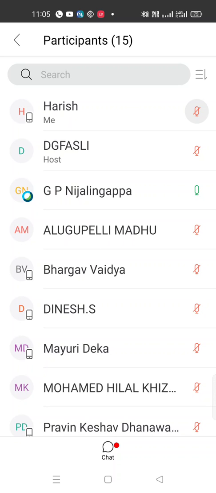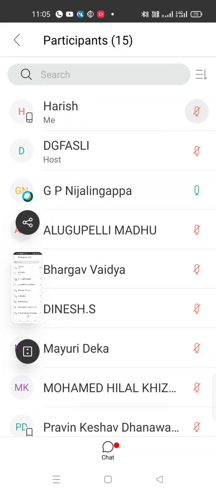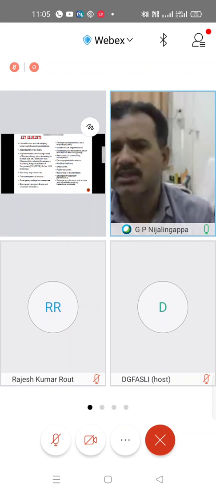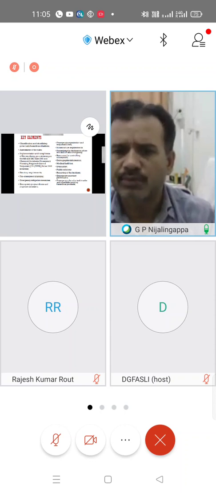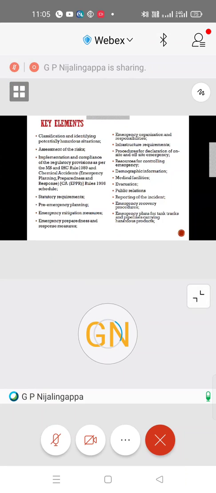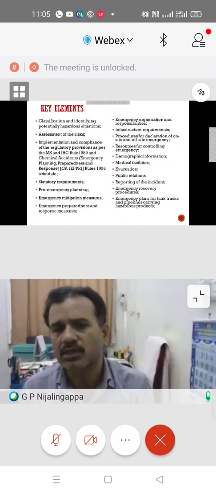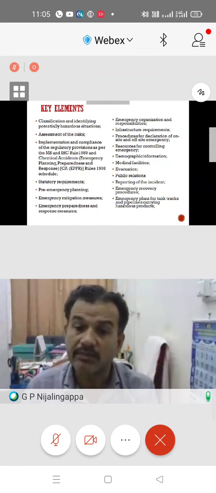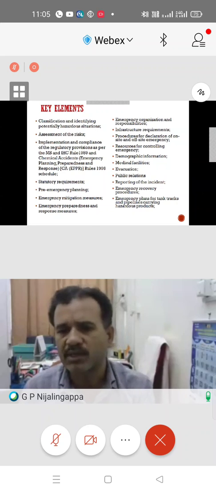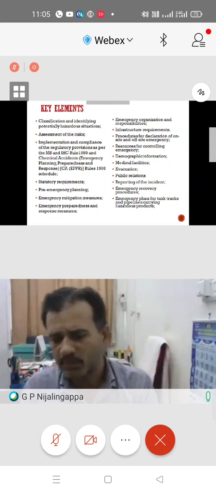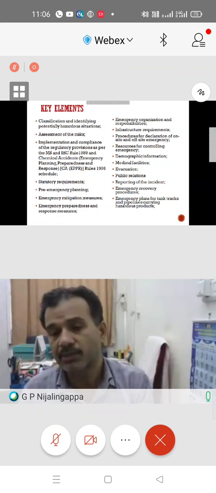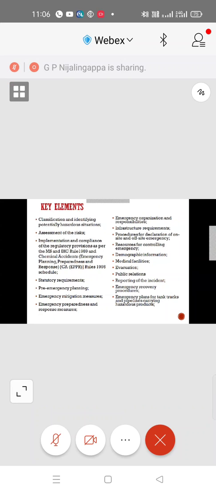Resources for controlling emergency: what resources will be there, and during an emergency situation what control measures will be there. Demographic information, medical facilities, evacuation, public relations: how to communicate with the people, how to keep things under control, how to handle the situations, reporting of the incident, emergency recovery procedures, emergency plans for tank trucks and pipelines carrying hazardous products. Under emergency conditions, what route will be taken and how they can be taken out. Those things also have to be observed properly.